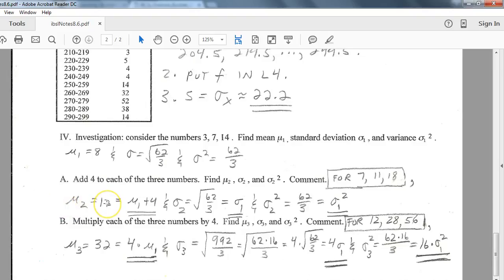But the mean would. The median would, right? The median added 4 to it, right? My old median was 7, my new median's 11, so the median added 4. So things like that change, but the standard deviation would not when you add.